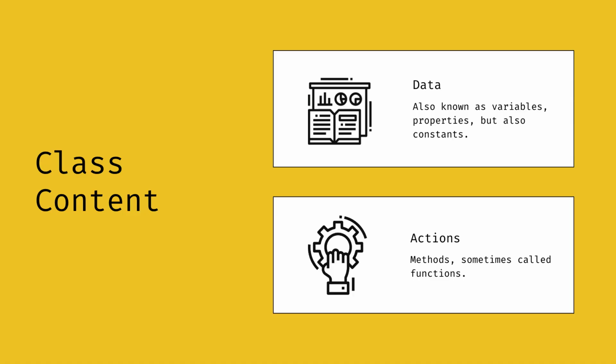Data, also known as variables or properties, are the things that define the object. We'll see this in a minute. Actions, sometimes called functions, are things that the object can do. There's actually some more details, but it's too early to look at this right now. First, let's move over to IntelliJ and create a simple class.